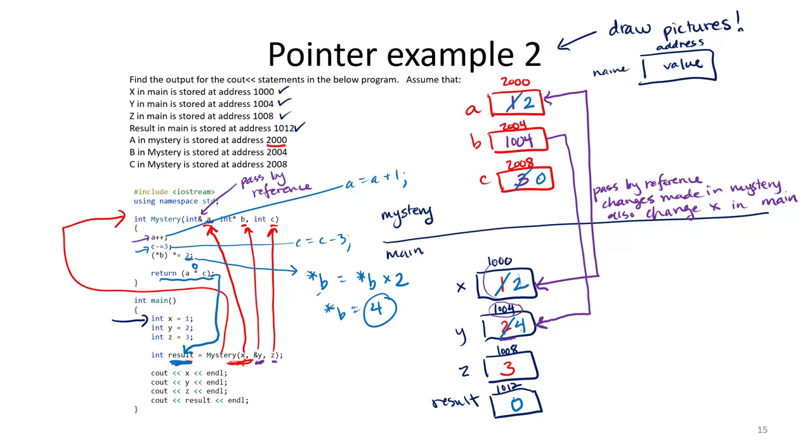Finally, I have finished running all my code. It's time to do my cout statements. First, I output x. X holds the value 2. Next, I output y. Y now holds the value 4. Z will hold the value 3, as we determined, and result will hold the value 0.